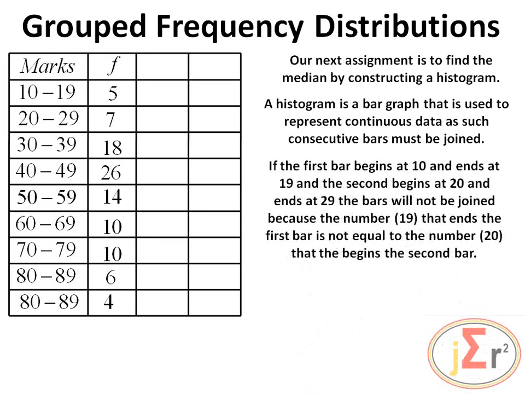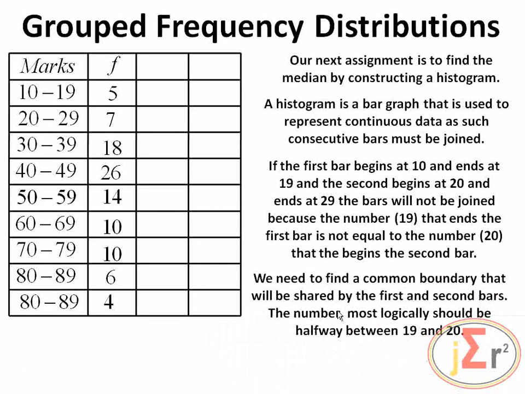If the first bar begins at 10 and ends at 19, and the second begins at 20 and ends at 29, the bars will not be joined because the number 19 that ends the first bar is not equal to the number 20 that begins the second bar. Therefore, we have two bars, 10 to 19, 20 to 29. This is the first bar, or representative of the first bar. This is representative of the second bar. Now, the bars will not be joined together because this one ends at 19, the next one picks up at 20.